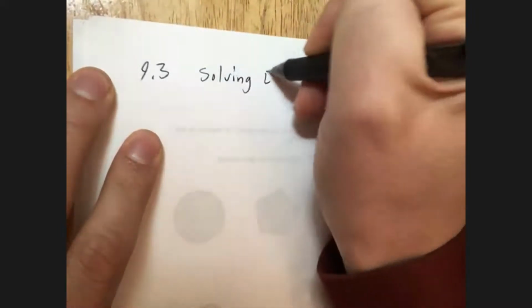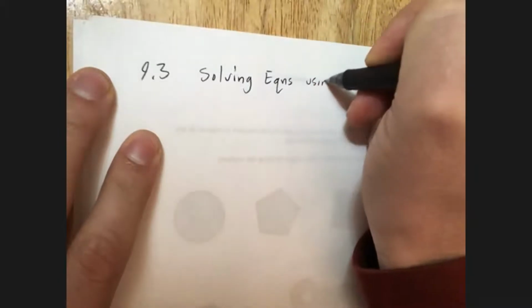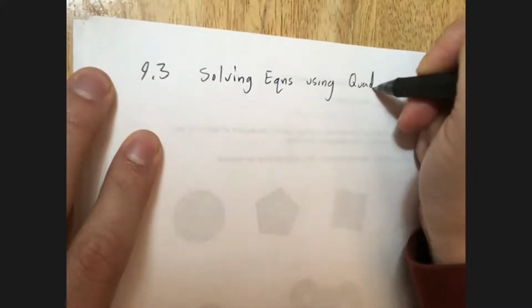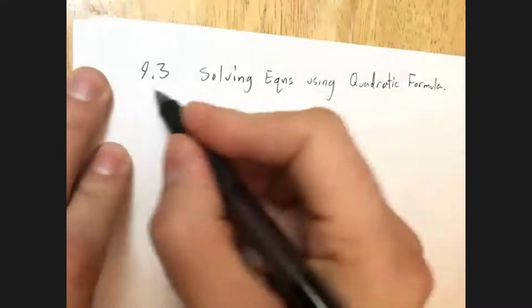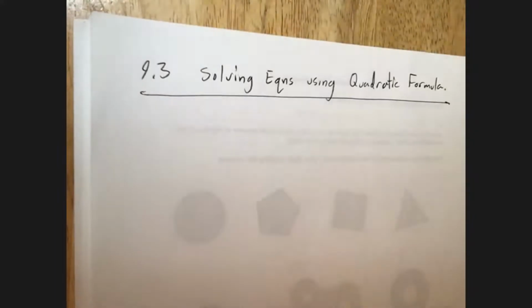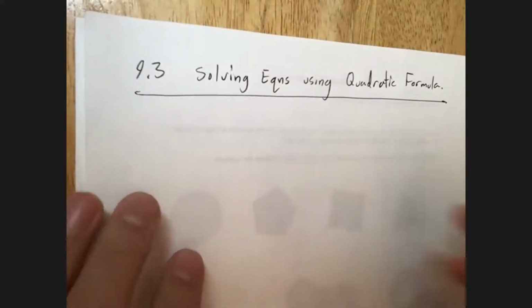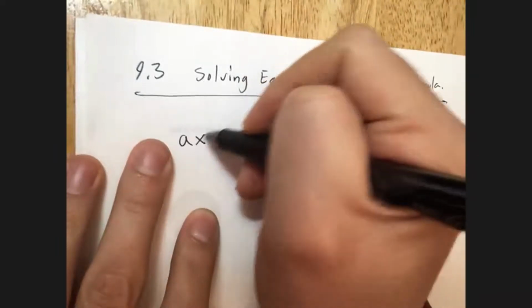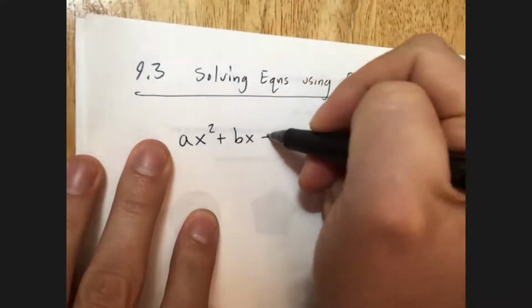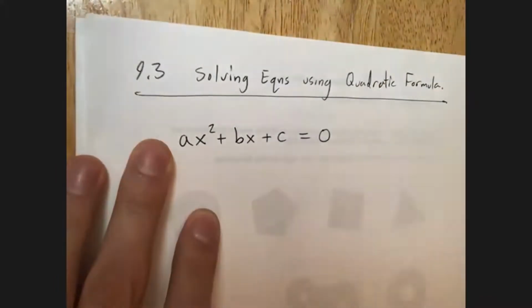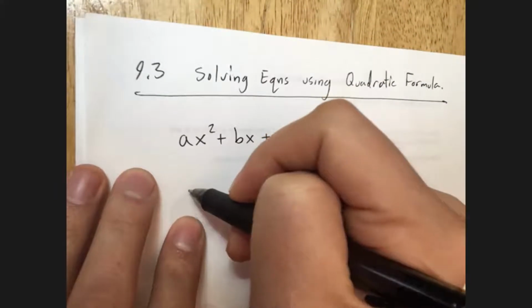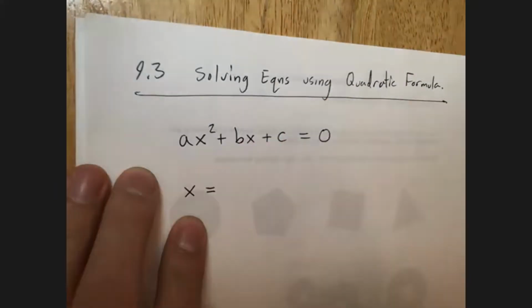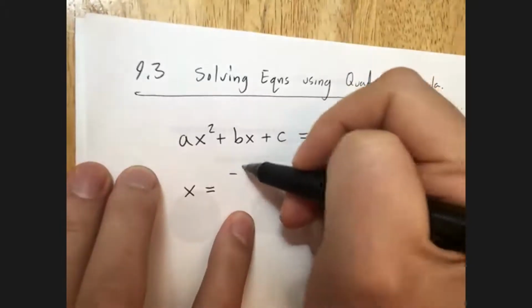Section 9.3, solving equations using the quadratic formula. All right, so let's recall what the quadratic formula said. It says that if you have an equation of the form ax squared plus bx plus c equals 0, you need a 0 on the right-hand side, then the solutions to this are given by this formula.